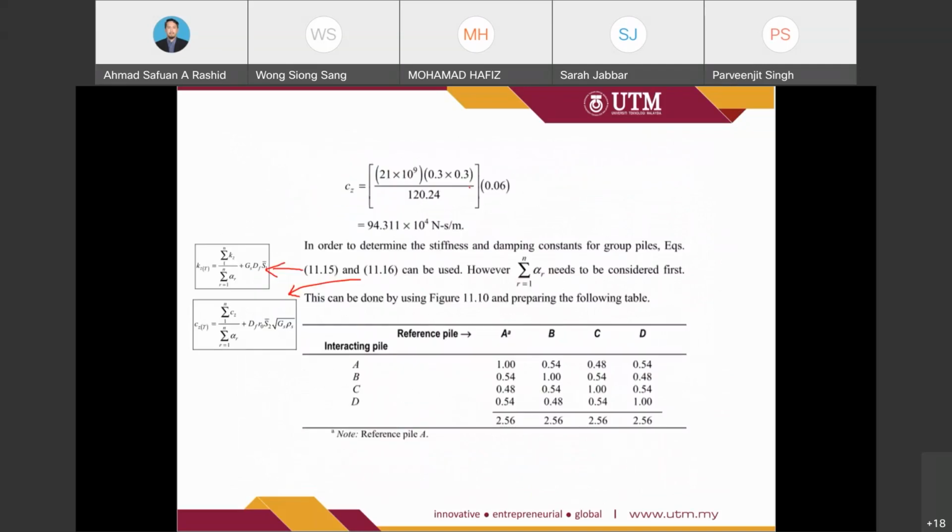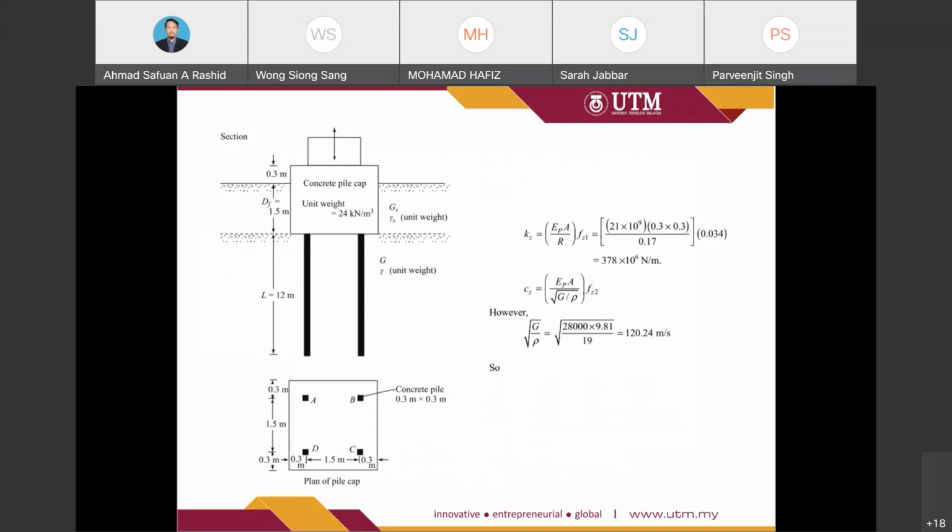So how to use the figure? If you have two monitors, it will be easy. Or if you want the other way, you just print the graph and then follow the example of how we obtain 1, 0.54, 0.48, 0.54. For example, this is the A. So we look again at the diagram of the pile. This is the A, B, D, and C.